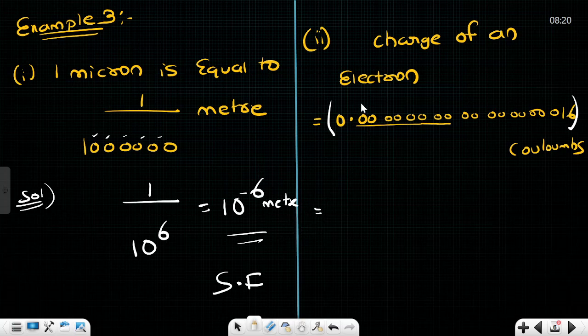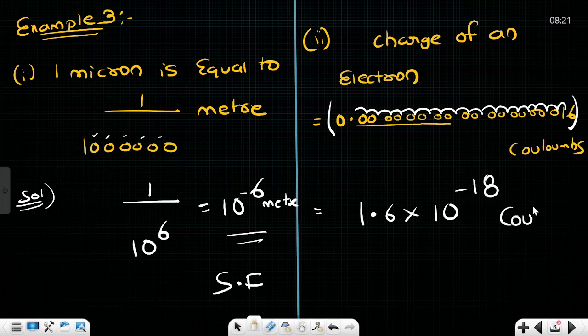So here if you see, I want my point to go to what number? 1, 2, 3, 4, 5, 6, 7, 8, 9, 10, 11, 12, 13, 14, 15, 16, 17, 18. Okay, 18 places it should go ahead. Therefore, 1.6 into, since it is going 18 places ahead, I have to bring it back, 10 power minus 18. Write down the remaining thing as it is, coulombs. Whatever is there, just copy it as it is. This is the only work you have to do. 1.6 into 10 power minus 18. Very good questions. Don't take it lightly. They are very helpful in your future.